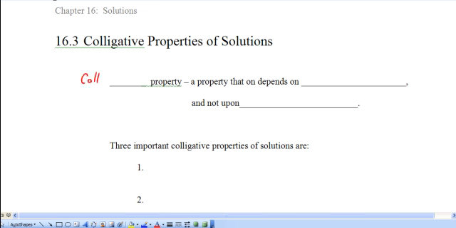A colligative property, let's go ahead and do the fill in the blanks here. A colligative property is a property that depends on the number of particles dissolved and not upon the identity of those particles. So once again, a property that depends on the number of particles, and not upon their identity.